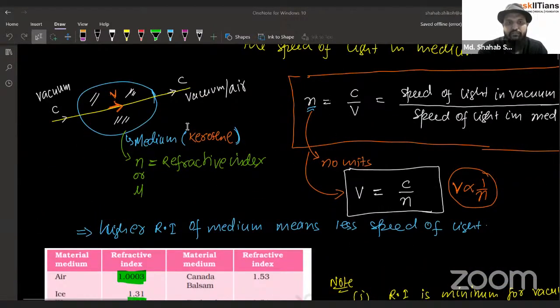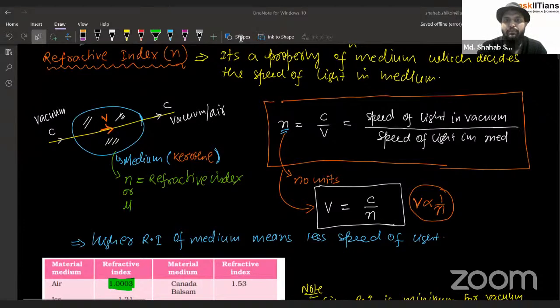Now, refractive index. What is refractive index? It is a property. Every medium has some properties. Density is a property. Density decides how much would be the mass of a particular object in a unit volume. Conductivity is a property which decides the electricity passing through the medium. So a medium has a lot of different properties, each responsible for something. Refractive index is again a property of the medium, and this property decides how much would be the speed of light in a particular medium. Does that make sense?